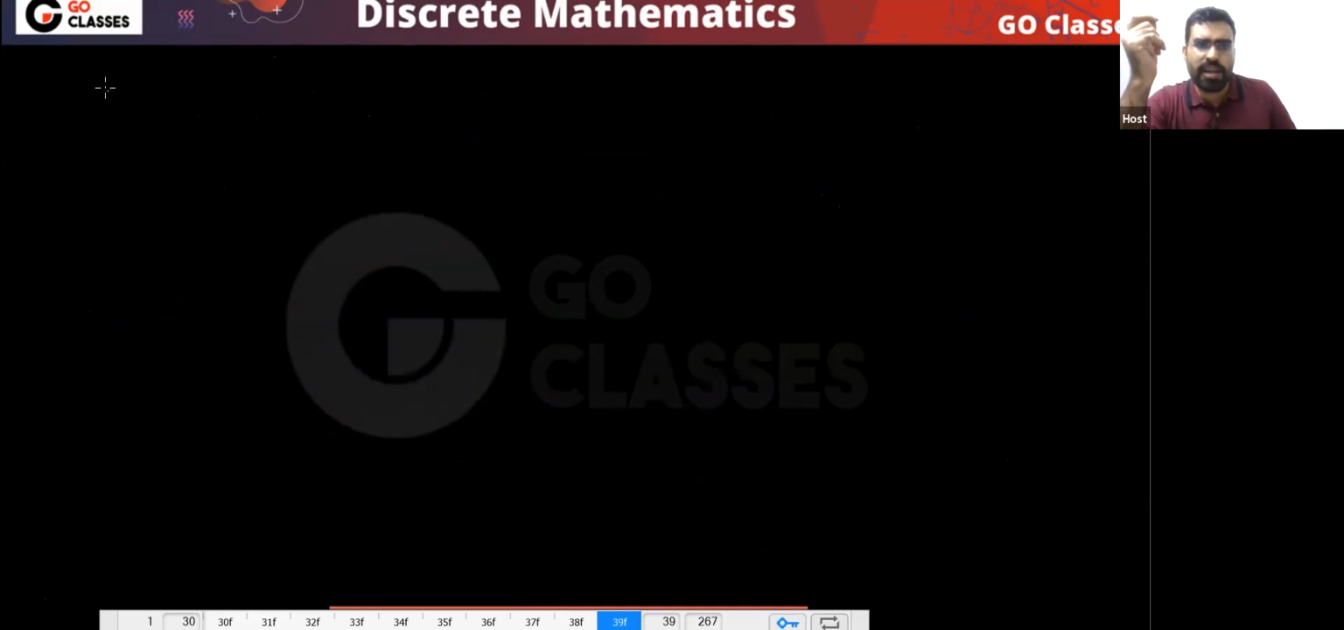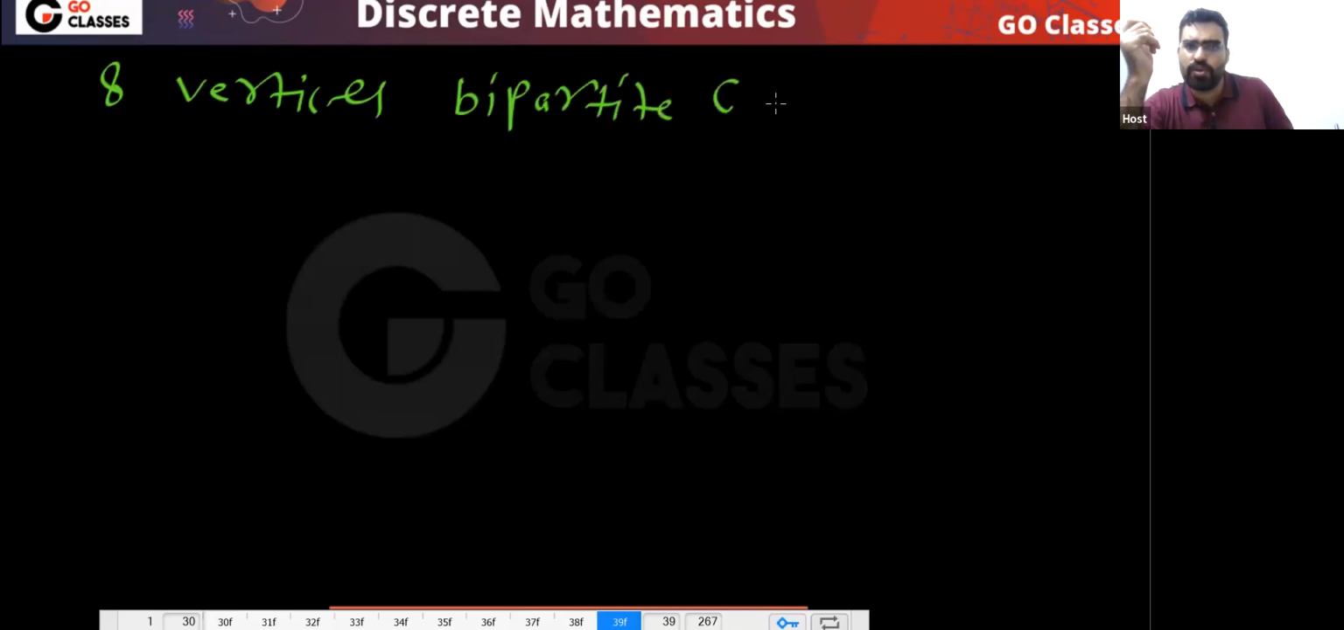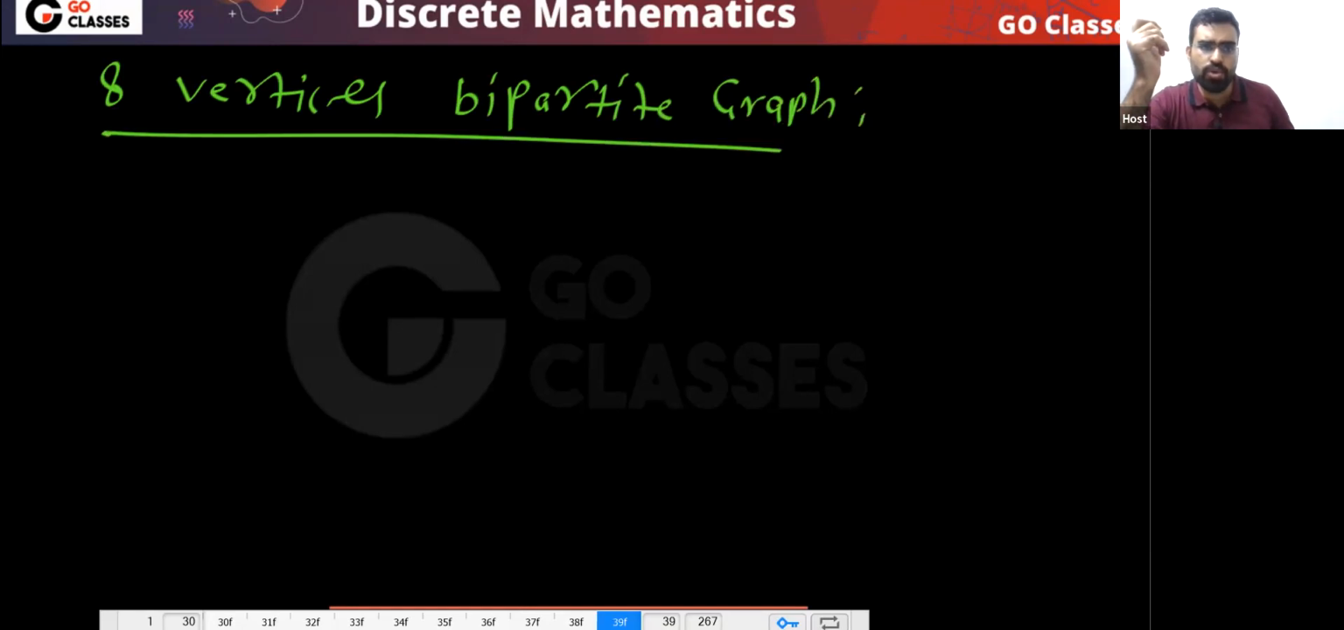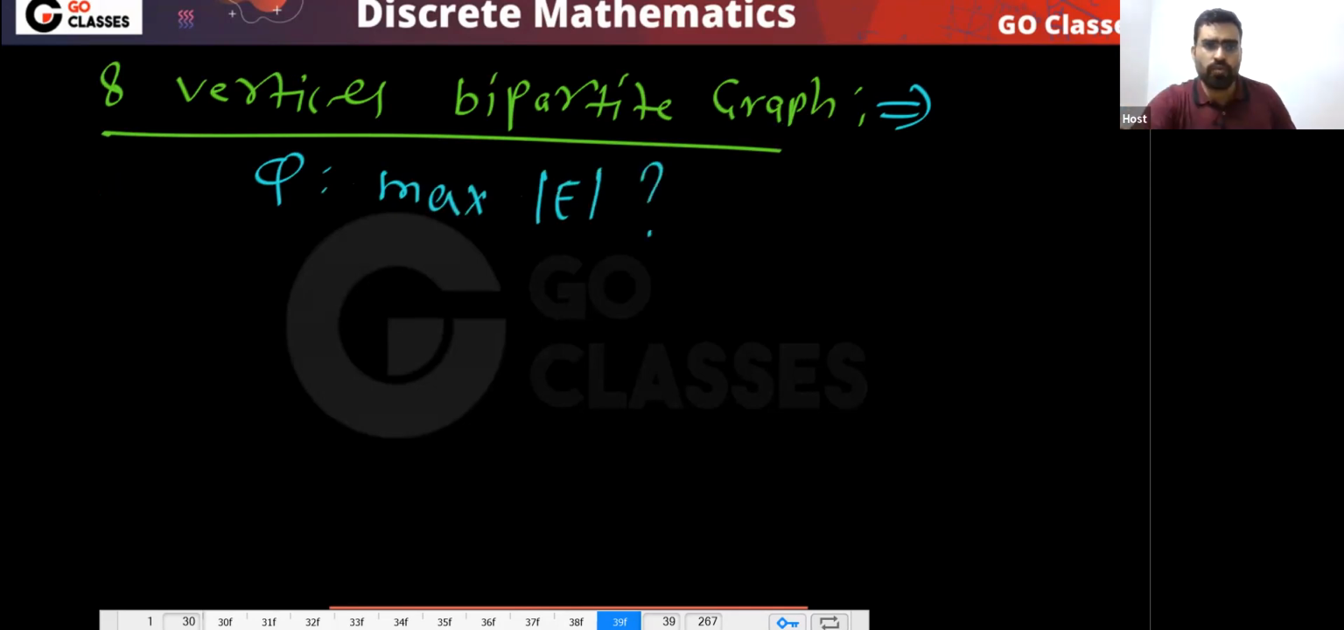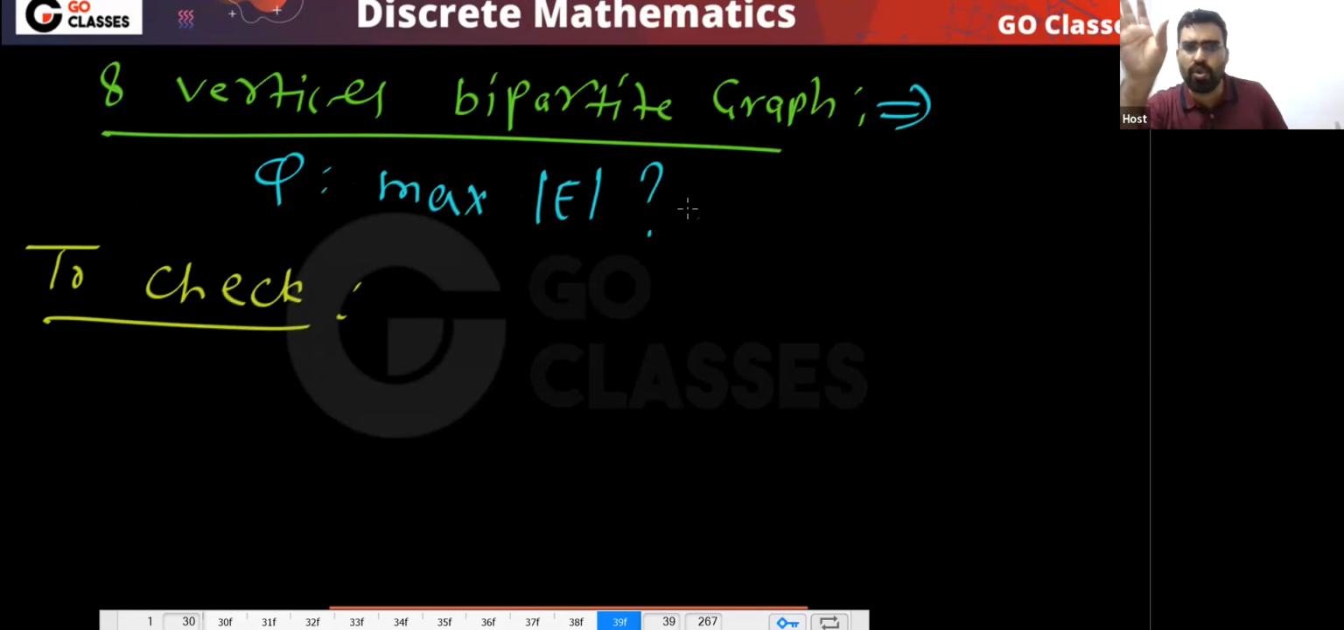For example, if I give you a bipartite graph with 8 vertices, then you only have to check these cases to get the maximum number of edges. And our question is to get the maximum number of edges. So what do you have to check? Please tell me. Now you know the answer, that is 4 whole square. But if you don't know the answer, then what are the cases you need to check?